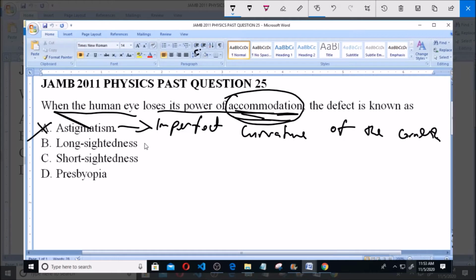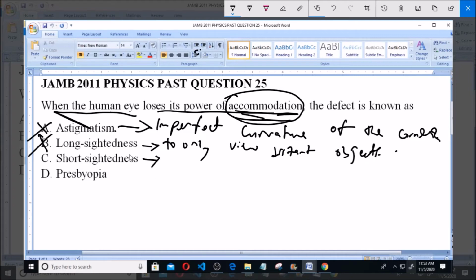Now, option B says long-sightedness. Long-sightedness refers to the ability of the human eye to only view distant objects. This is usually due to the fact that the eyeball is too small, so images are usually formed behind the retina. Okay, so the individual has to take the image far away so it can be seen properly. Now, this again does not describe what we have in the question, so it is not the answer to the question.